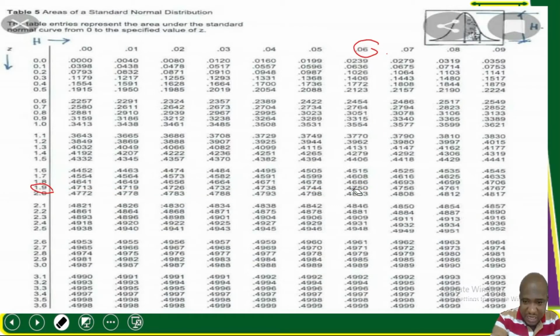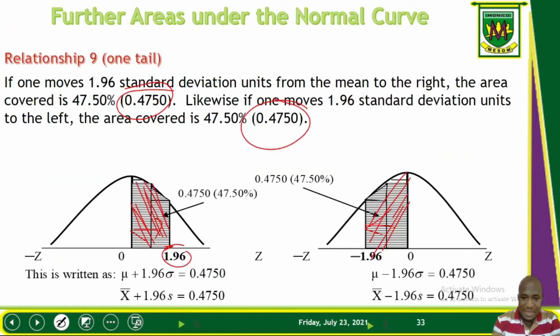The value here is 0.4750, which will be the corresponding value. So this is when you move 1.96 standard deviation units, the area covered, whether to the left or to the right, whether it is an increase or decrease. I've already explained that. Okay, so this is the 9th relationship.